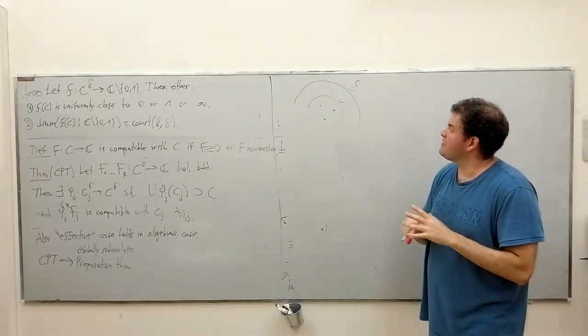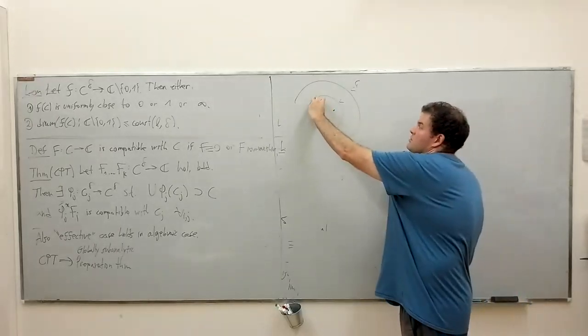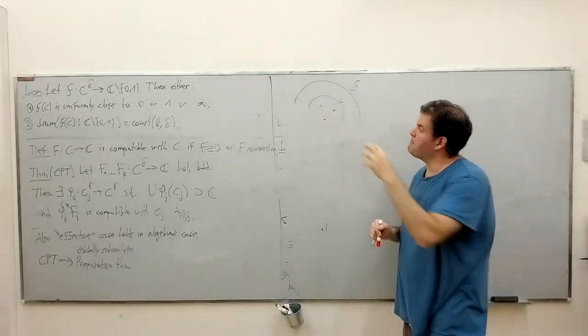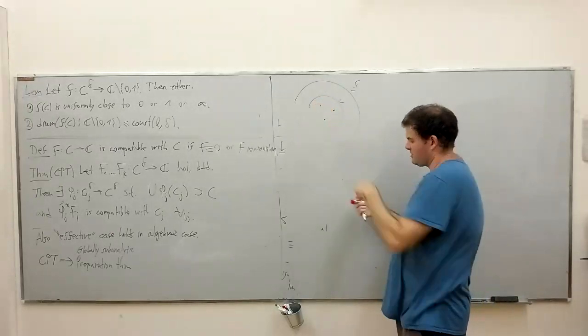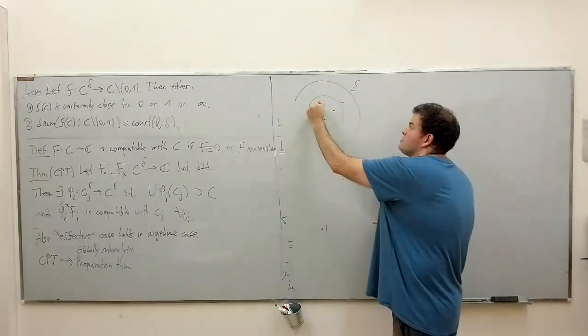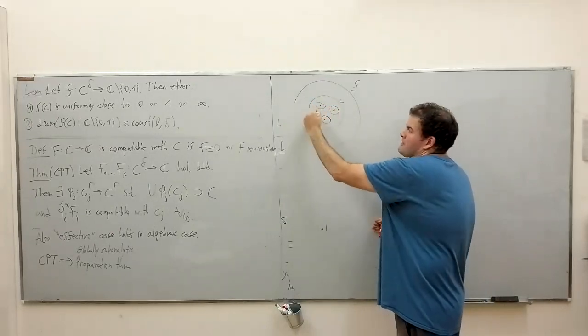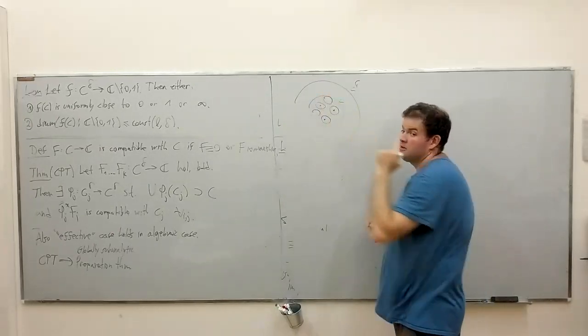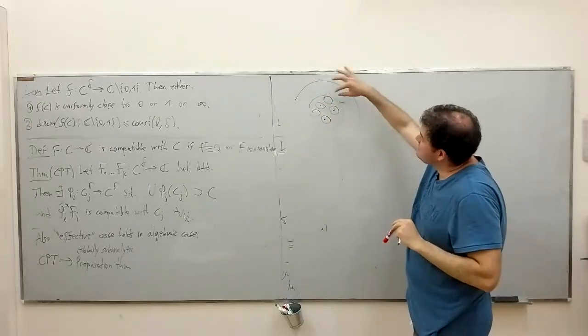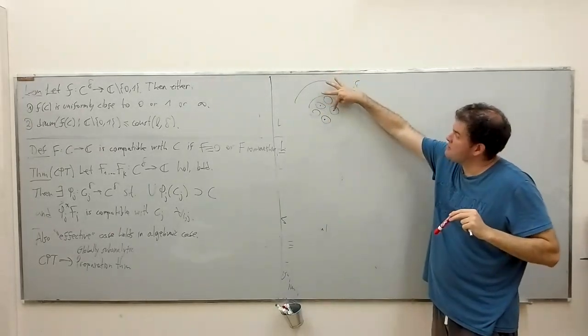So they shouldn't contain one of the red points. It could be a puncture disk with the center in a red point. So you could have a puncture disk like this, or you could have some other disks, whatever you want. But the condition is that the other disks shouldn't meet the red points.